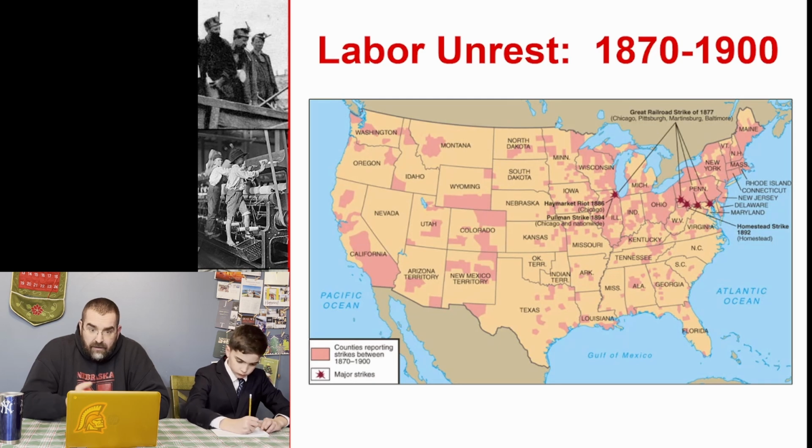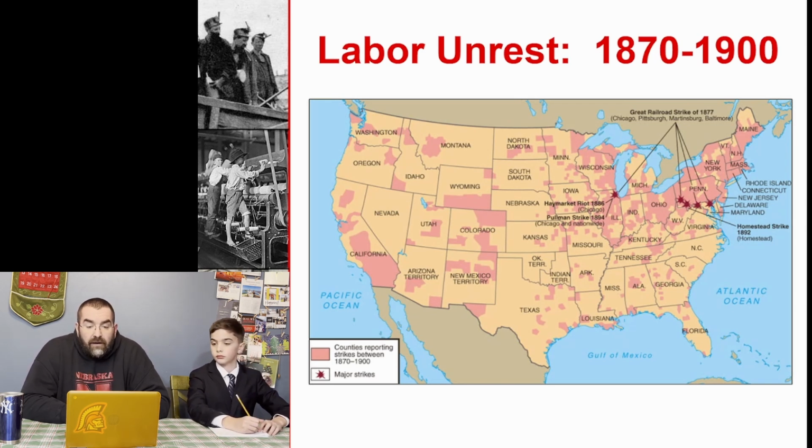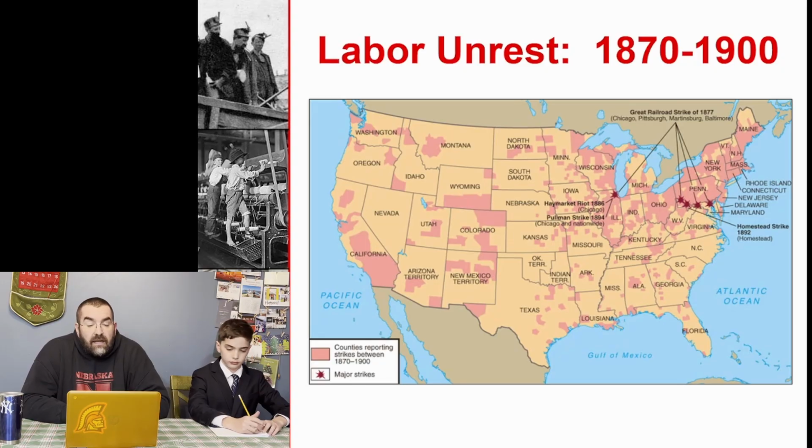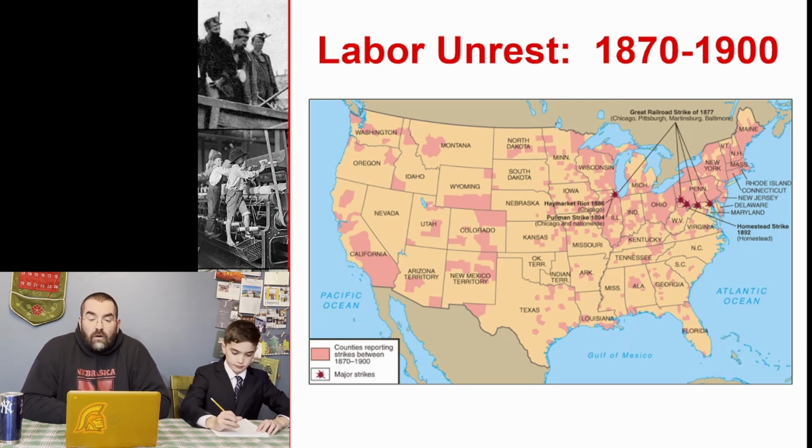As you can see by this map here entitled Labor Unrest, 1870 to 1900, the pink areas are counties that reported strikes during the Gilded Age. You will see a couple that are deemed major strikes, the first being the Great Railroad Strike of 1877. You have caused confusion and delay. This affected railroad workers in Chicago, Pittsburgh, Martinsburg, and Baltimore. In all, 11 states were affected by this railroad strike in 1877. 100,000 railroad workers went off work, and it was only ended when President Rutherford B. Hayes, the same guy whose election ended Reconstruction, sent troops in.